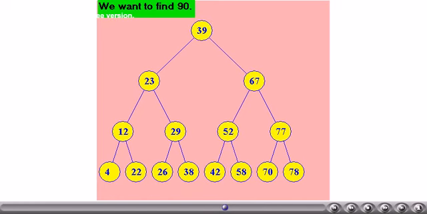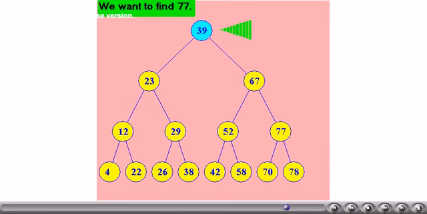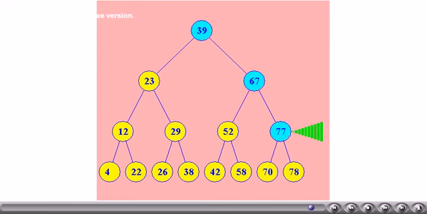Let's assume that we want to find out whether 90 is there in the binary search tree or not. Ninety is also not found to be available in the binary search tree. Let us assume that we want to find out whether number 77 is there in the binary search tree or not. Now we found 77. Like this, the binary search tree is traversed to find out whether a given node is there in the tree or not.